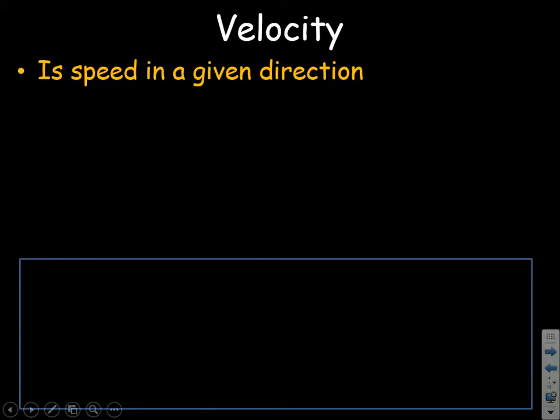Okay, so our next stop brings us to velocity. So velocity is very similar to speed, but it is not to be confused with speed. There is a subtle difference between speed and velocity, and in its simplest definition, velocity is speed in a given direction. So, is it the same thing? Well, no, it's not. Although we quite often will use the words speed and velocity interchangeably, they are different terms.